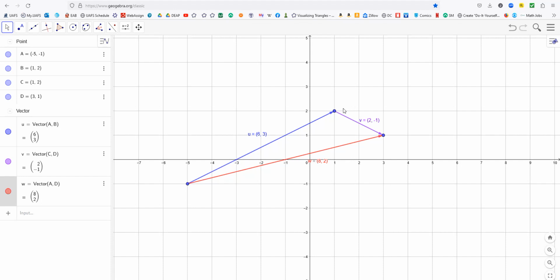Okay? And so we can see how that works. And we can see a vector addition there. Basically just following the sides of a triangle.